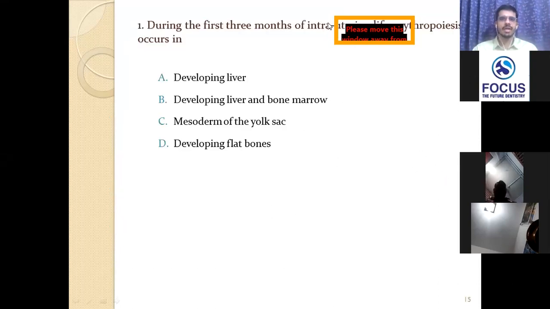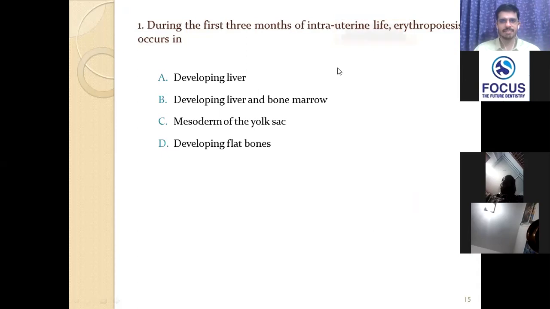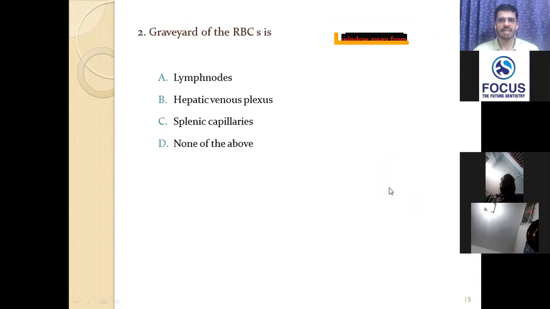Now let us see a few questions and then wrap up today's session. During the first 3 months of intrauterine life, where does erythropoiesis occur? I need some answers from you now. Come on. Yes. Very good. It's in the mesoderm of the yolk sac, followed by the liver, followed by the bone marrow. Graveyard of the RBCs, yes.